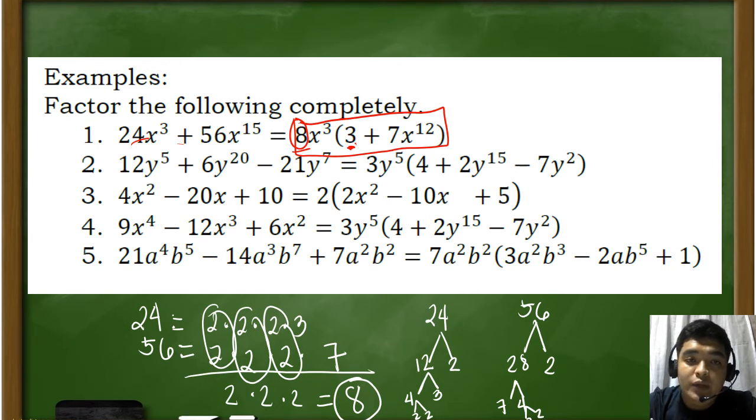For number 2, we have 12y to the power of 5 plus 6y to the power of 20 minus 21y to the power of 7. Okay, so our GCF of 12, 6, and 21 is 3.